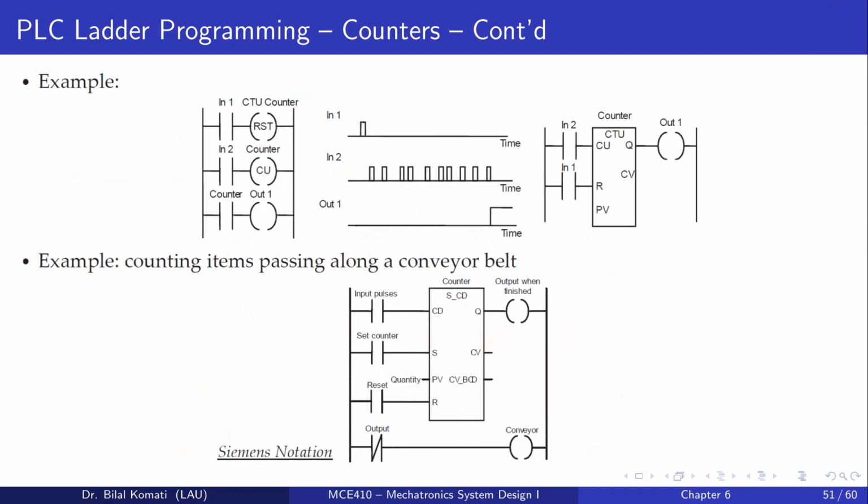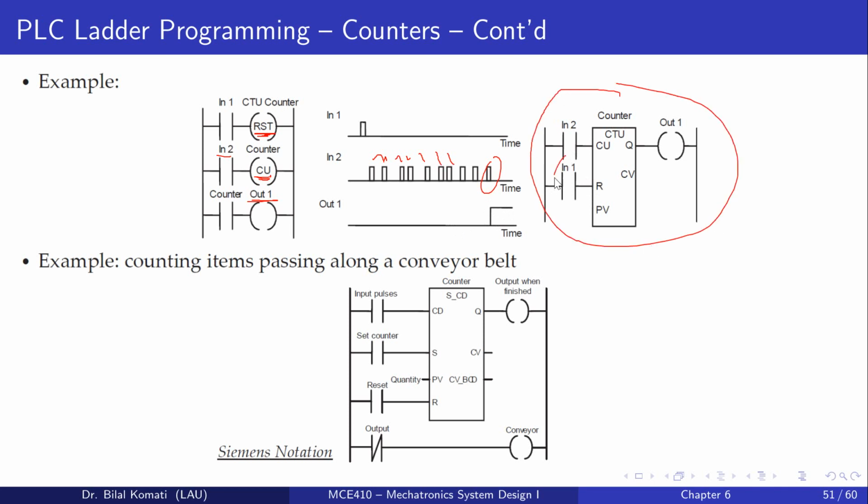So, an example of the counter. We have input 1 controlling the reset of the counter, and input 2 is used for counting up, and the counter will execute the output. Once we apply input 1, the counter will be reset. Then when we press on input 2, we start counting: first time, second time, third time, fourth time, fifth time, sixth time, etc., until reaching 10, which we are using here. Once we reach the preset value, the output will be activated.